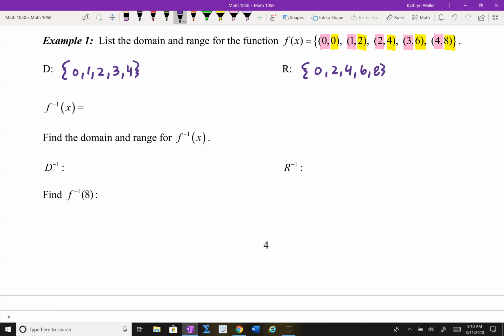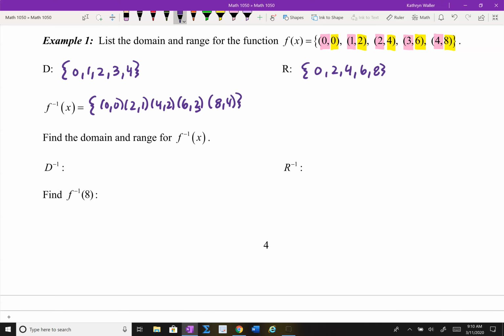And now they want you to list the inverse. So you're going to make a brace, and then you're going to take all of those ordered pairs, guys, and you're just going to switch the x's and y's. That's all an inverse is. So 0, 0 stays a 0, 0. 1, 2 becomes a 2, 1. 2, 4 becomes 4, 2. 3, 6 becomes 6, 3. And 4, 8 becomes 8, 4. And please make sure that you put that in braces.